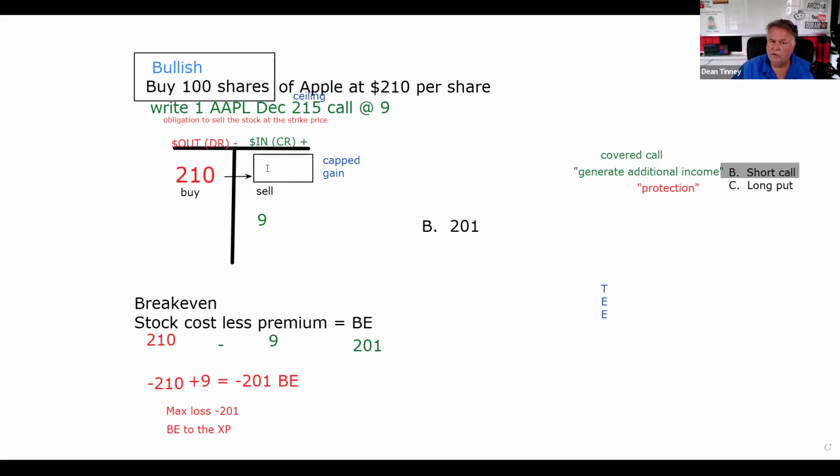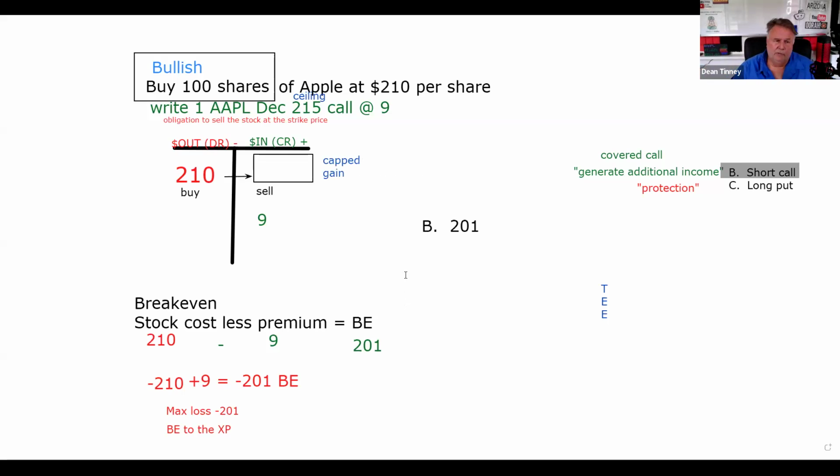So the more bullish you are, the higher the strike you should write. The less bullish you are, the lower the strike you would write. Lower strike call contracts always have greater premiums. Okay, I have that written down and it didn't make as much sense to me.